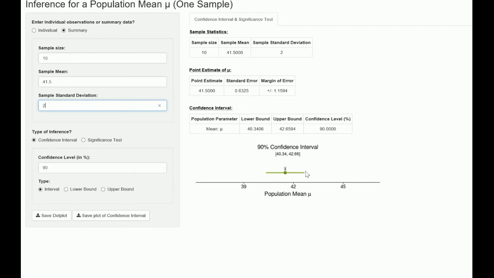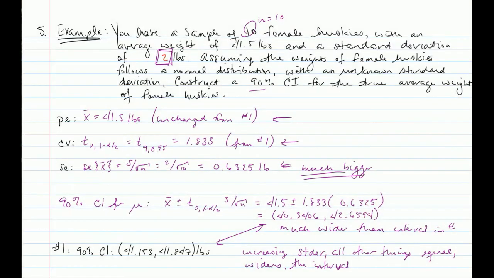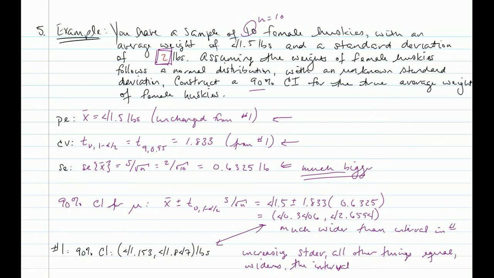So all other things equal, changing the confidence level, or changing the sample standard deviation, or changing the sample size, or changing just the sample mean, will have an impact on my confidence interval in a predictable way. And we have seen that visually using this web app, and we've seen it mathematically comparing what happens when we work through the examples ourselves.